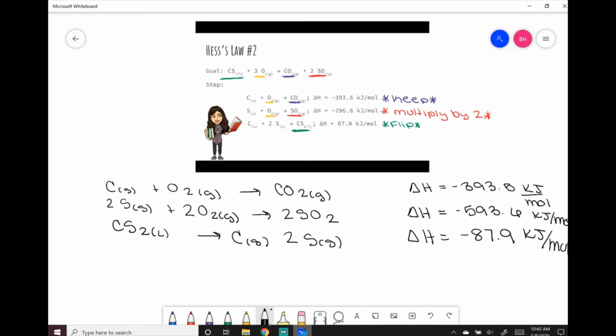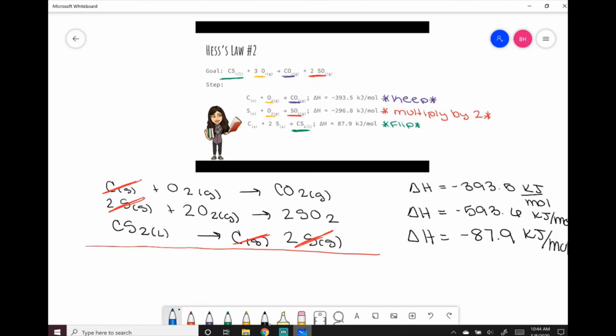Okay, so let's start taking this apart, and I'm going to start canceling out things. So let's start canceling out what's in both the product and the reactant. Notice I have 1 mole of carbon as a reactant and 1 mole of carbon as a product, so that's going to cancel out. I have 2 moles of sulfur and 2 moles of sulfur, so those will cancel out, and nothing else will. So I'm going to add together what I have on each side and see if it ends up being my goal reaction.